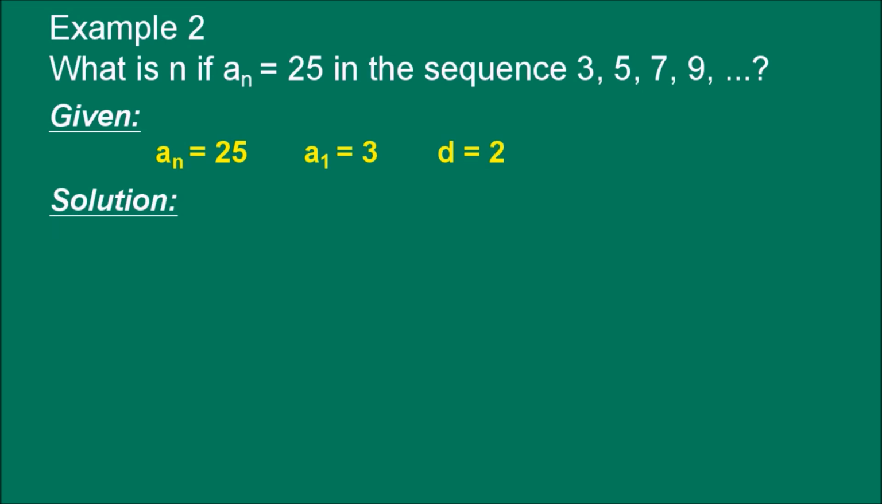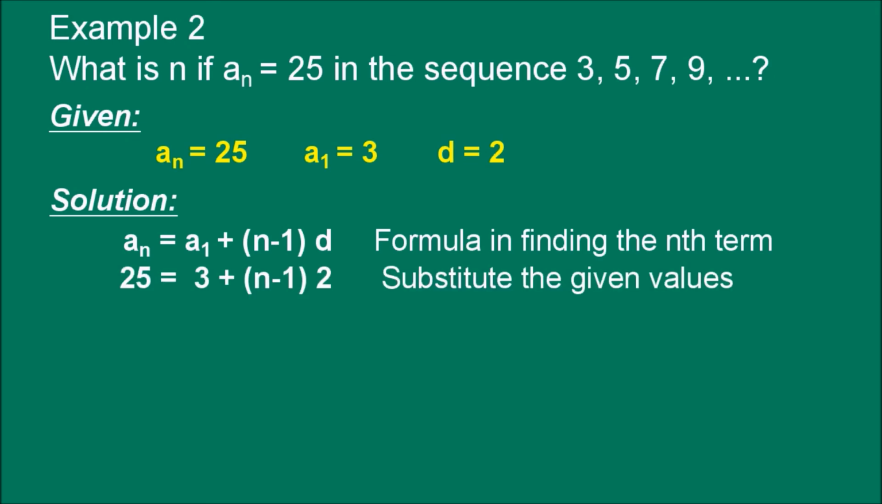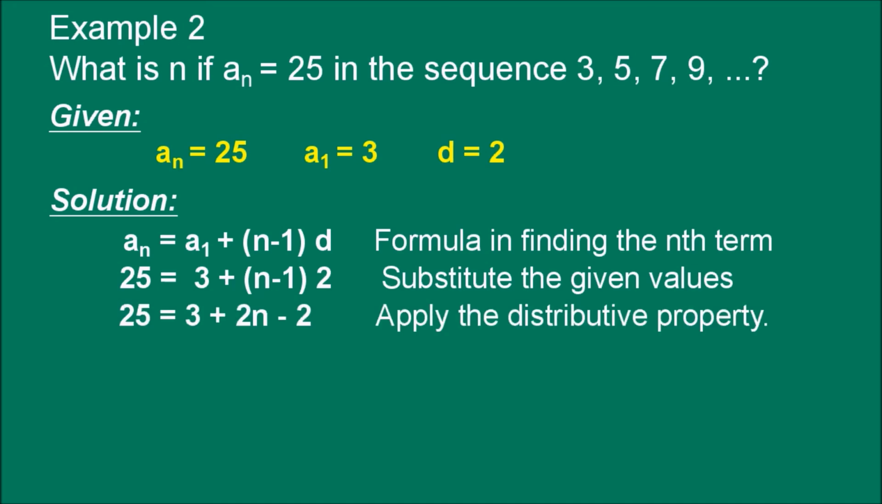For our solution, we will use again the formula in finding the nth term of an arithmetic sequence. A sub n is equal to a sub 1 plus the quantity of n minus 1 times d. Next step is to substitute the given values. For a sub n, we have 25, a sub 1 is 3, and the common difference 2. So 25 is equal to 3 plus the quantity of n minus 1 times 2. Next is to apply the distributive property. 25 is equal to 3 plus n times 2, which is 2n, and negative 1 times 2 is negative 2.